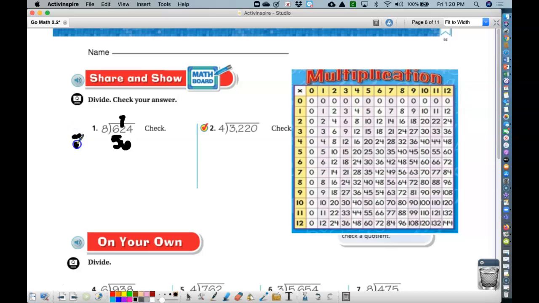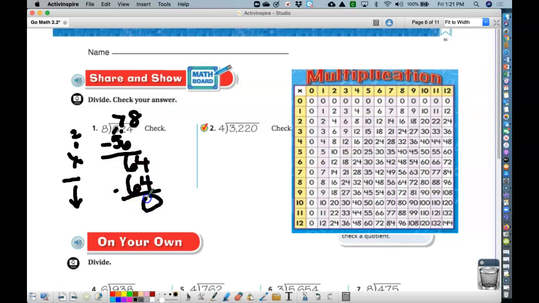And then multiply. Now I'm going to subtract. That does not look like a 7. We got to fix that. Borrow when I subtract, and I get 6 then. Bring down the 4. So let's bring down. And 8 goes into 64 8 times. And I get 64, subtract, and I get 0.